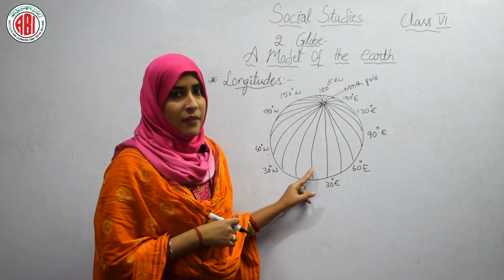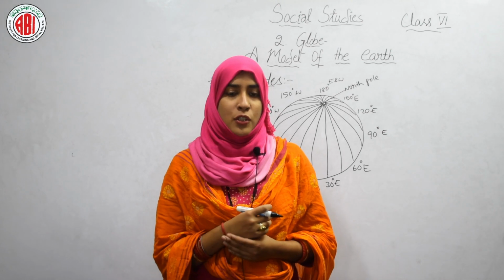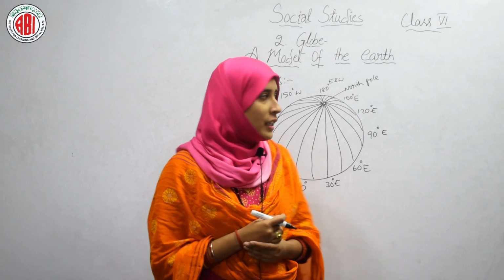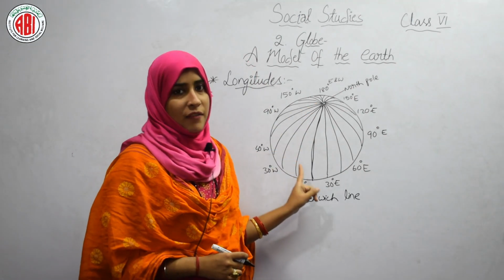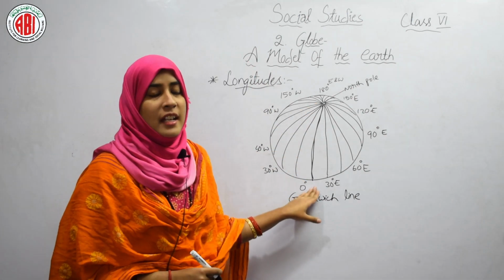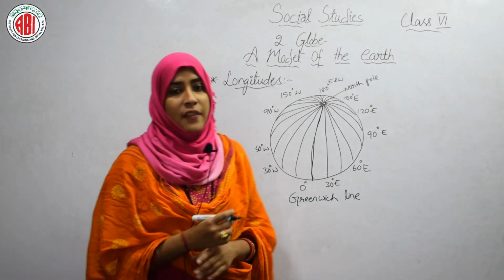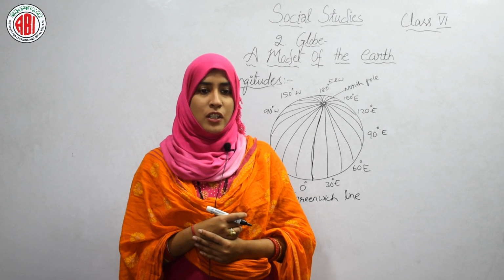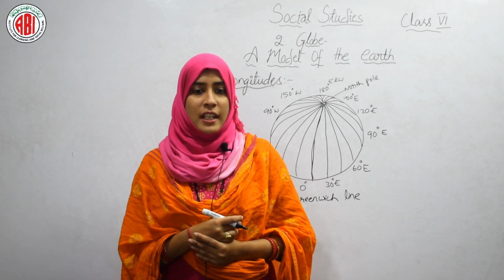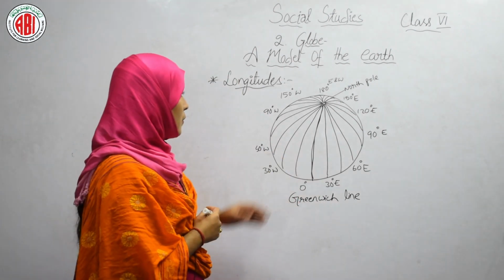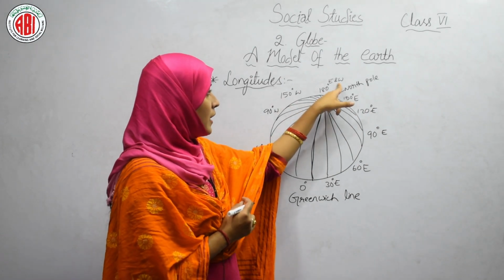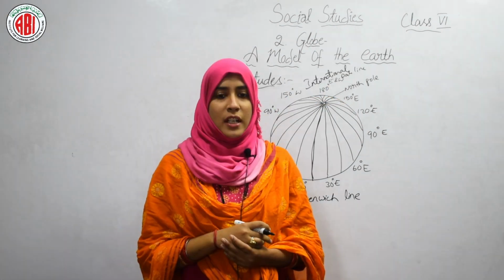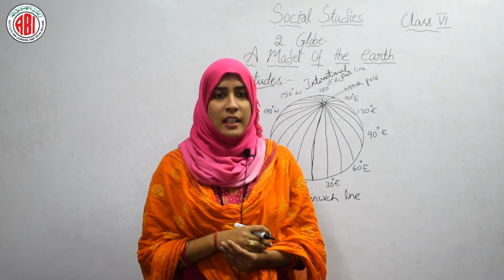Every line has the same length, and there are two main longitudes: the Greenwich line, which is also called the 0 degree longitude. There is a Greenwich line at the middle of the globe, and we call it the 0 degree longitude. And the International Date Line, which is also called the 180 degree east or west longitude. You will learn more about the importance of these lines in the higher classes.